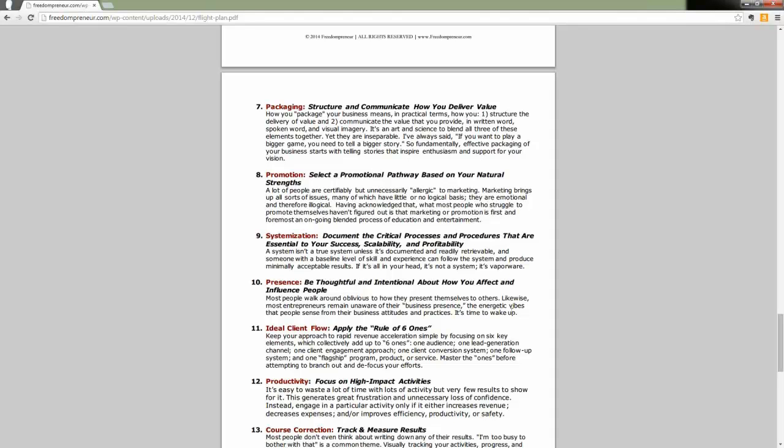Okay, principle number 11, ideal client flow. Apply the rule of 6 ones. This is how this works. Choose one single audience, one lead generation channel, one client engagement approach, one client conversion system, one follow-up system, and one flagship program or product or service that you offer. And master the rule of ones before attempting to branch out and offering multiple things to multiple people.